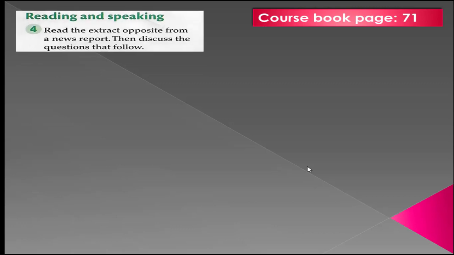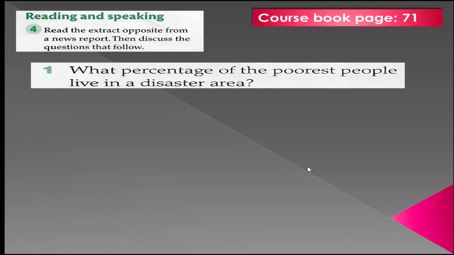Now, read the extract opposite from a news report, then discuss the following question. Before we read anything, we have to know why we are going to read. Here we are going to read in order to answer the questions below. Let's begin with the questions first. Question number 1. What percentage of the poorest people live in the disaster area? Here, as you can see, we need a number, a percentage.